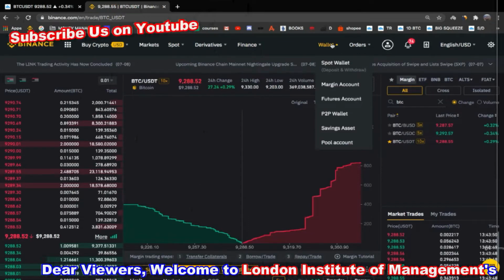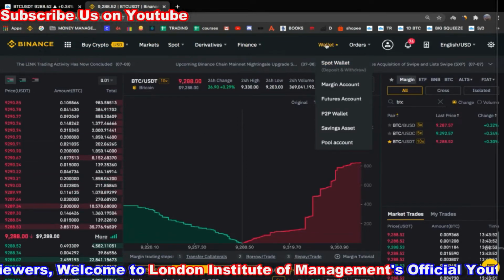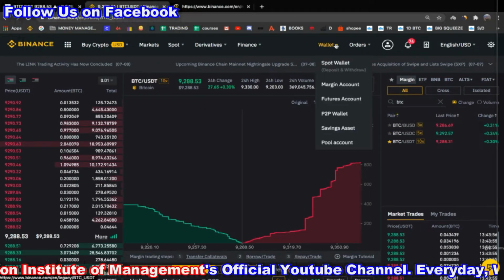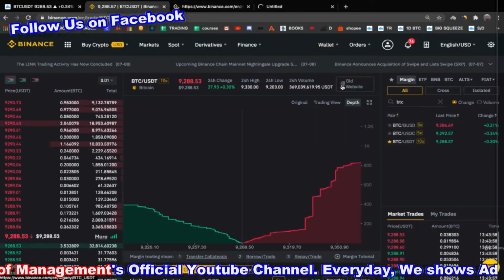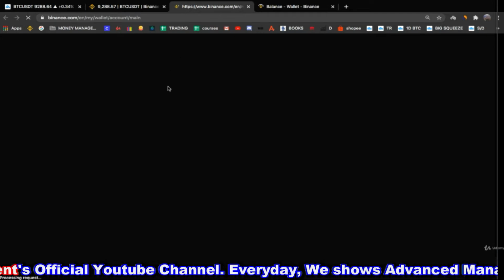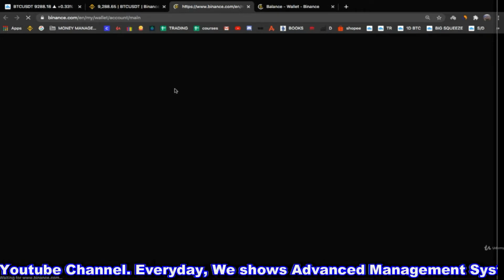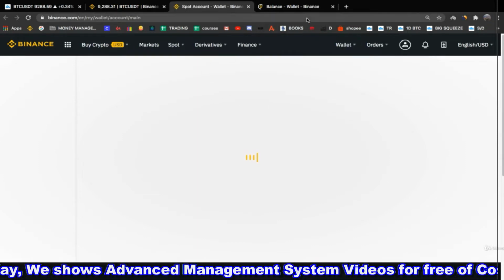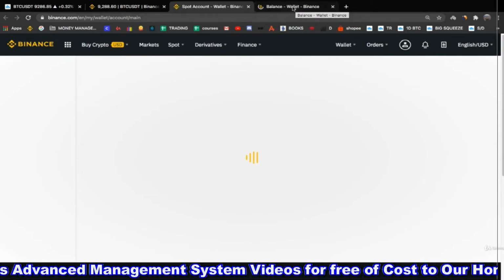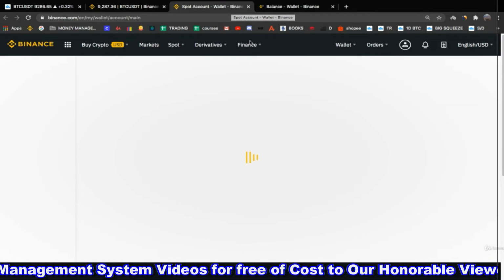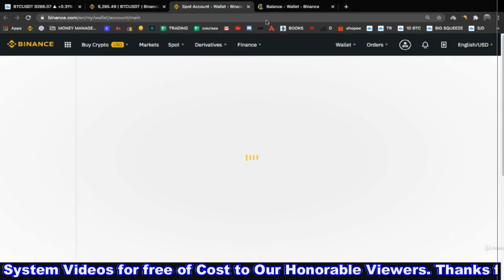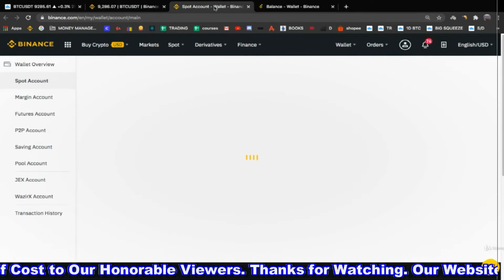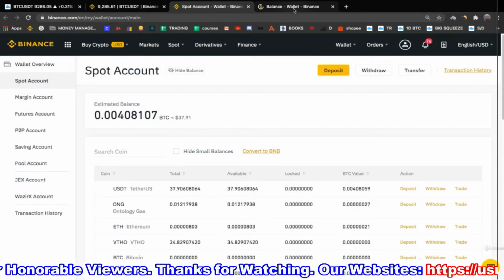What also I can show you is here, basically you can click on wallet and you can see spot wallet and margin account. Let's open both. So they are separate, right? Your spot account and your margin wallet. I mean, these are separate wallets. So in order to margin trade, you have to transfer funds from your spot account to your margin account.